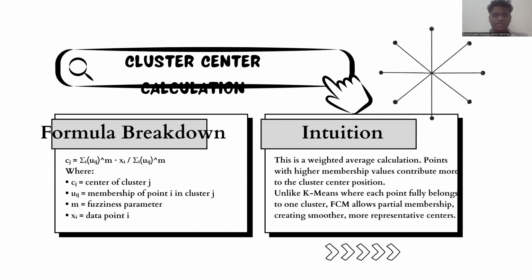Cluster center formula. The cluster center is calculated using Cj equals summation of Uij raised to m multiplied by Xi, divided by summation of Uij raised to m. This is a weighted average. Points with higher membership contribute more to the centers. This allows the cluster centers to adjust smoothly.